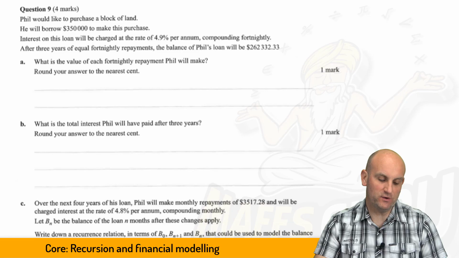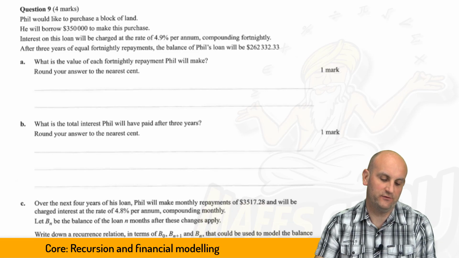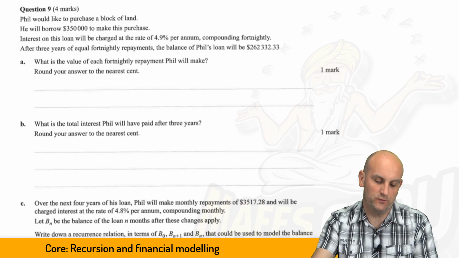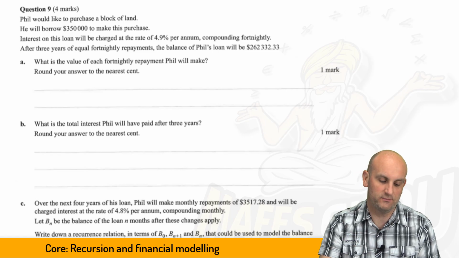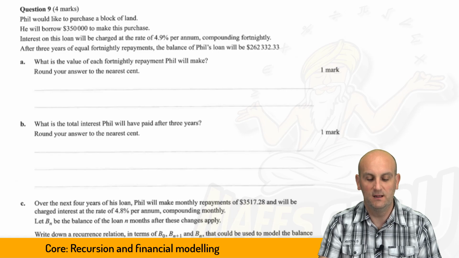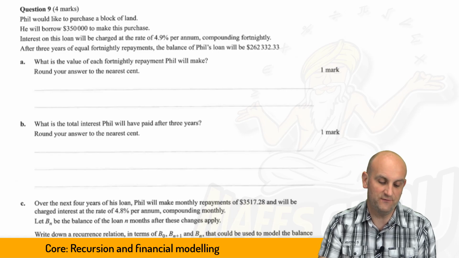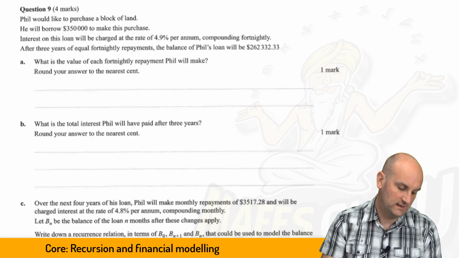Phil would like to purchase a block of land. He's going to borrow $350,000 to make this purchase. Interest on the loan will be charged at 4.9% per annum, compounding fortnightly. After 3 years of equal fortnightly payments, the balance of Phil's loan will be that much. What is the value of each fortnightly repayment he is going to make?